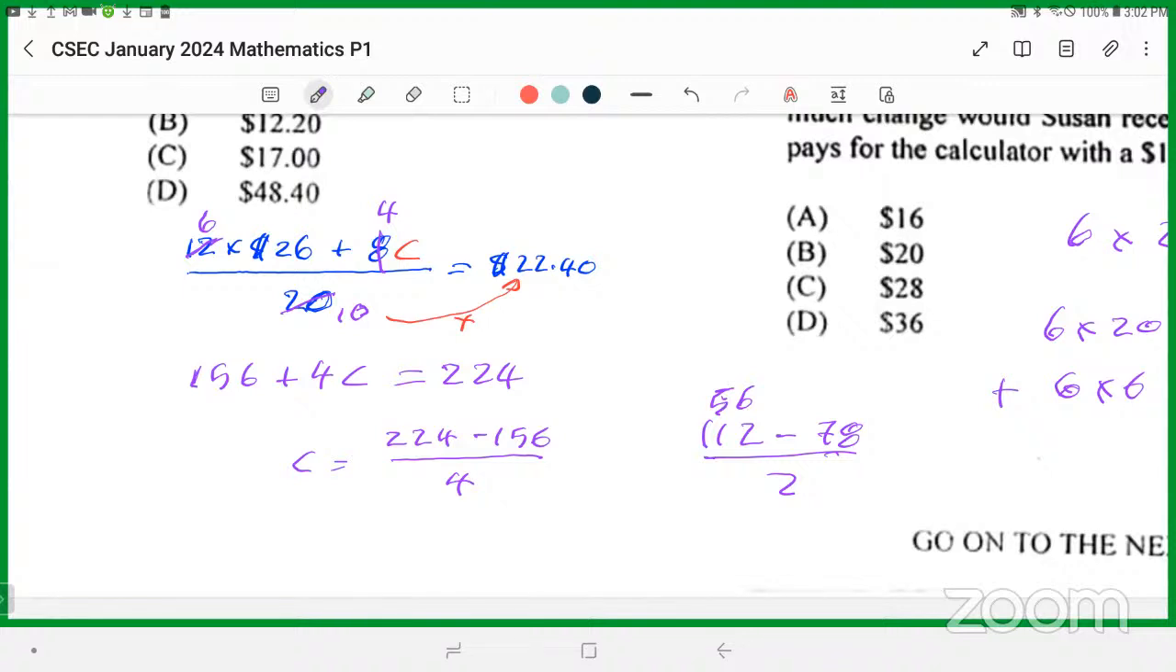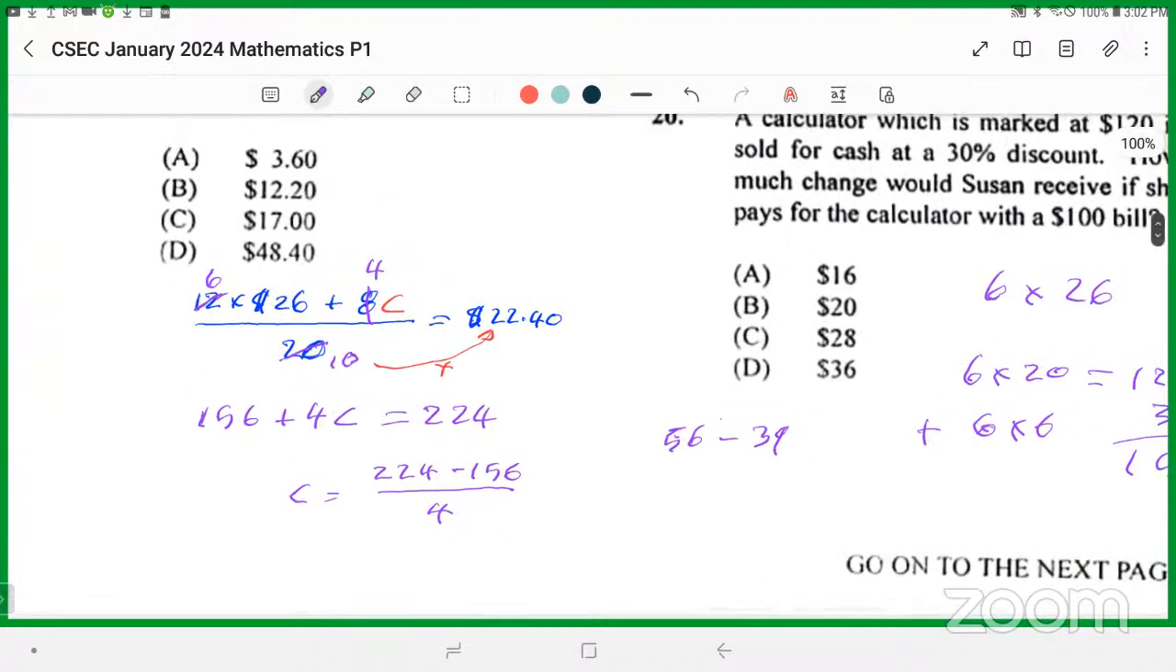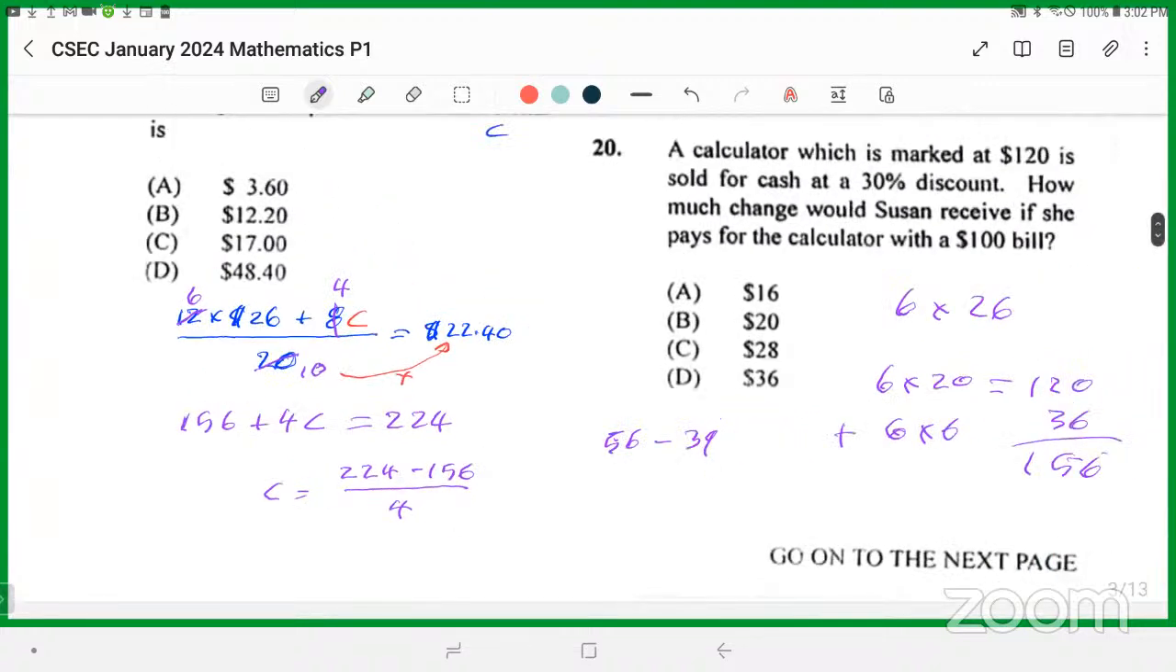And this one becomes 39. Half of the 70 is 35. Half of the 8 is 4, so it becomes 39. So we have reduced this to 56 minus 39. And that looks like 17. So it works out that C equals 17.